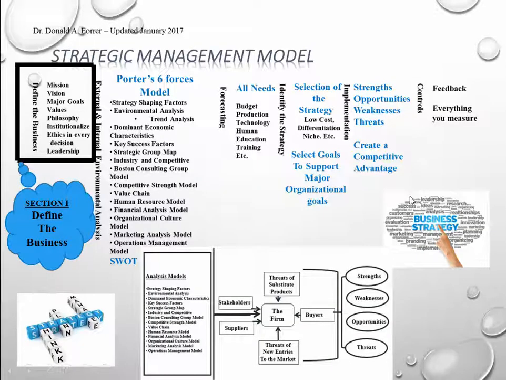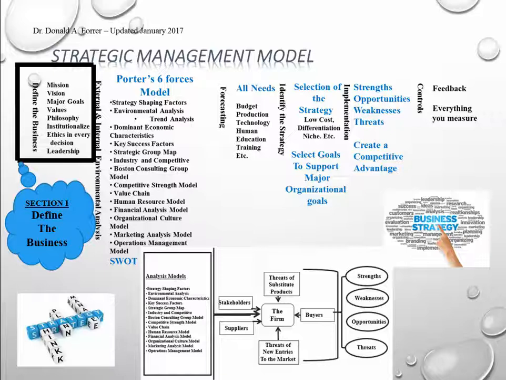I'm going to start with the strategic management model. This is basically your textbook laid out in pictorial fashion, okay? And as we talked about before, you start out by defining the business, then you do a very good internal and external analysis, forecast your needs and incoming production, decide your strategy, and then implement, and then finish it up with controls, everything you measure that you feed back into the analysis section. But let's talk for this particular session about defining the business.